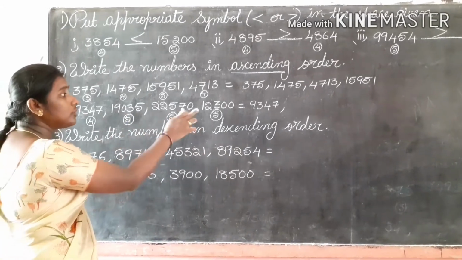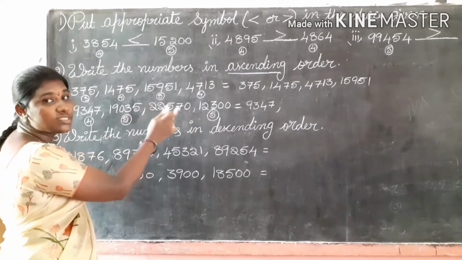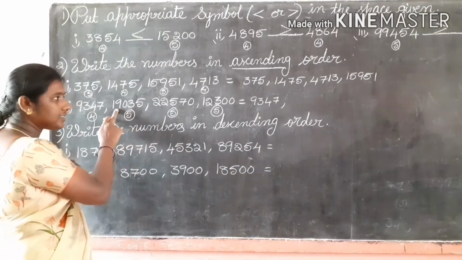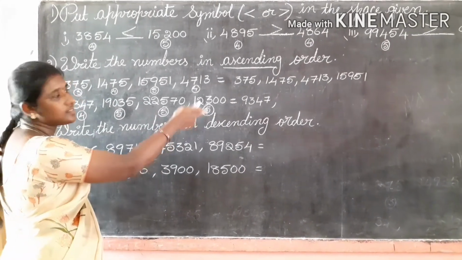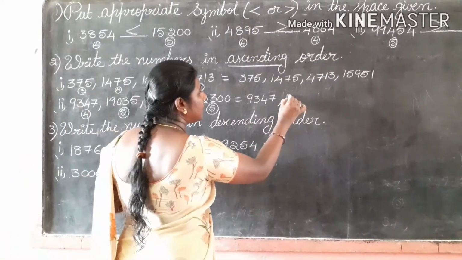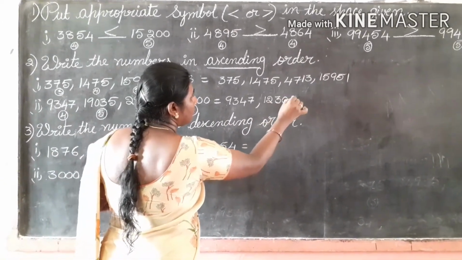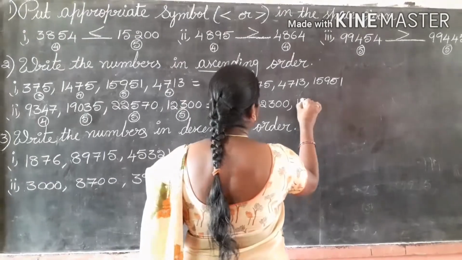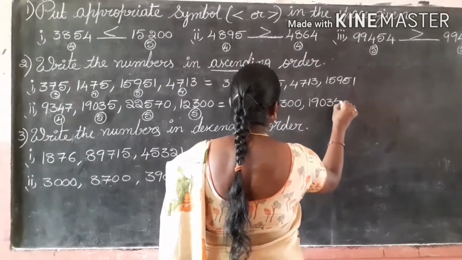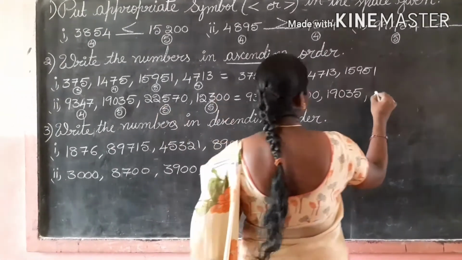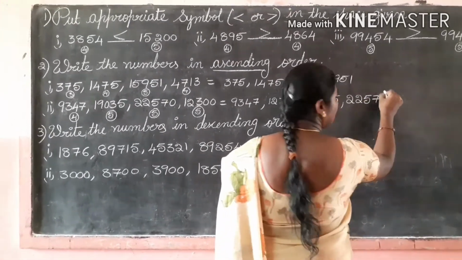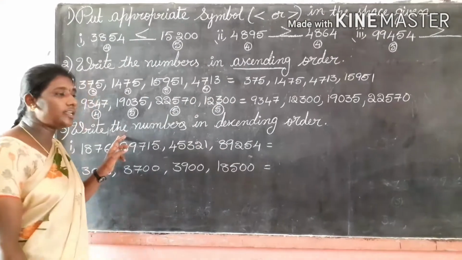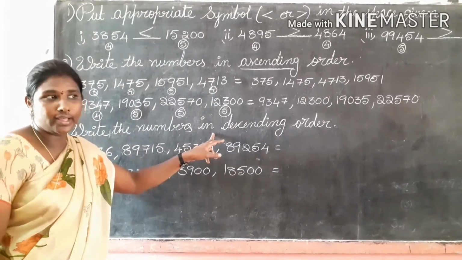1. But 1 appears in 2 numbers. Now we have to check their next number. Here it is 9, here it is 2. Now in these 2, which is the smallest one? 2 is the smallest. Then we have to write next 12,300. Next 19,035. And the next number is 22,570.